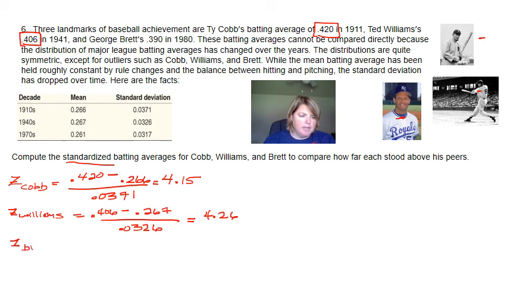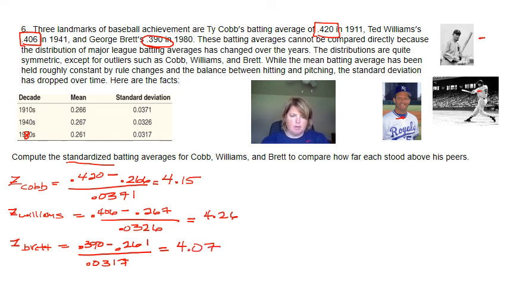And then we go to Brett. So z-score for Brett, his batting average minus the mean of his distribution, or at least the distribution during his year of playing there, divided by 0.0317 equals. And this is supposed to be the 80s. The book had an error. So then we get 4.07. Okay, so if we look at this, what does that basically mean?